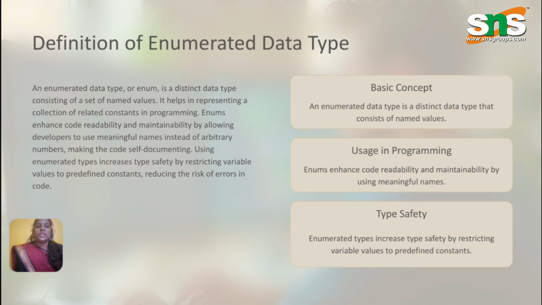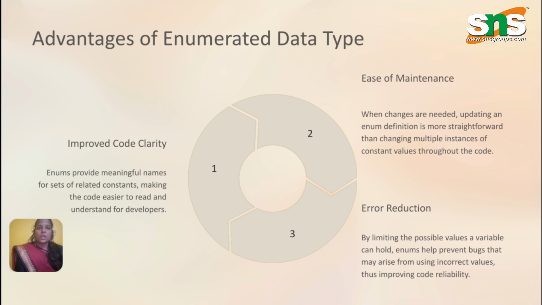So why do we need this? Because programs often deal with a fixed set of options. Days of the week, directions like north, south, east and west, user roles like admin, user, guest, modes like on and off, and seasons like summer and winter. Instead of using random integers like 1, 2, 3, we define a clean and readable group of values. So why are enums important? Enums offer three major benefits.